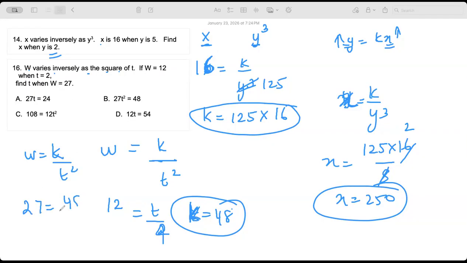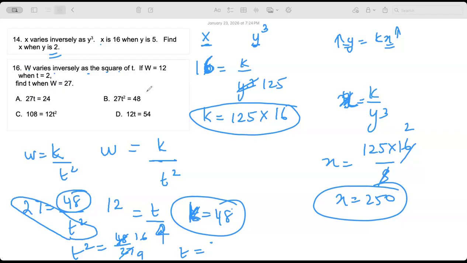You know k is... So wait, is it B then? Yeah. So t square will be equal to 48 by 27. Okay, now 3 ones are 3, 3 sixes are 18, 3 nines are 27. t square is 16 by 9. t will be equal to 4 by 3. However, that's not what is asked. So basically, what are they asking? 27 t square will be equal to 48. That's what it is. Any questions?